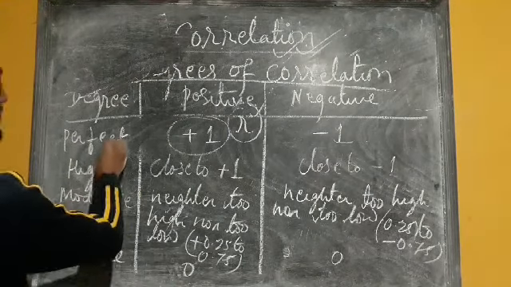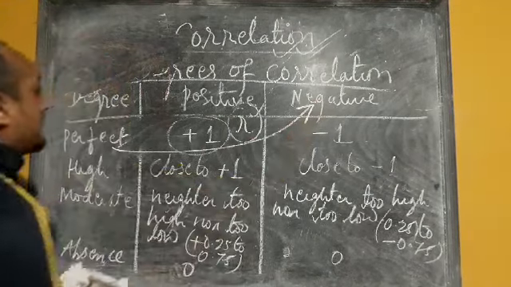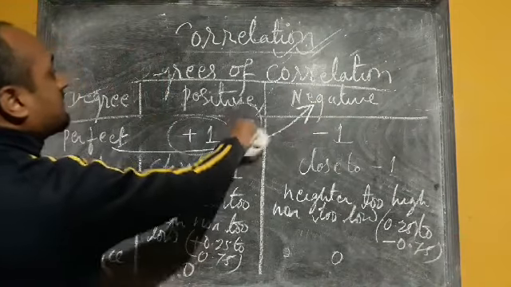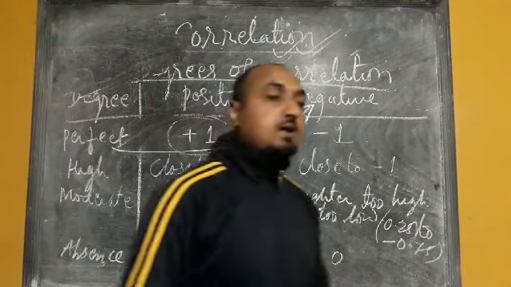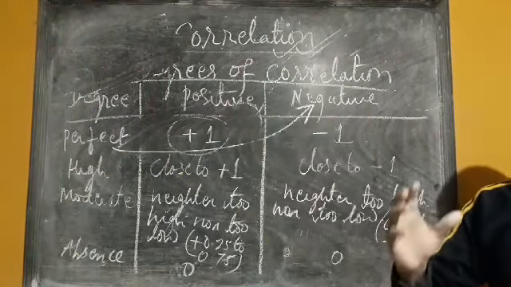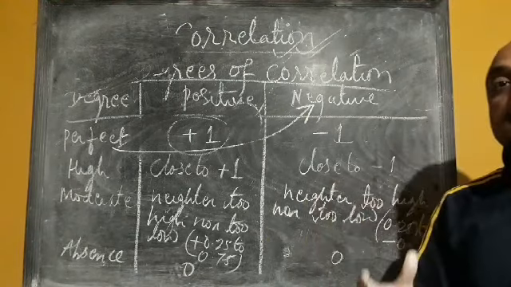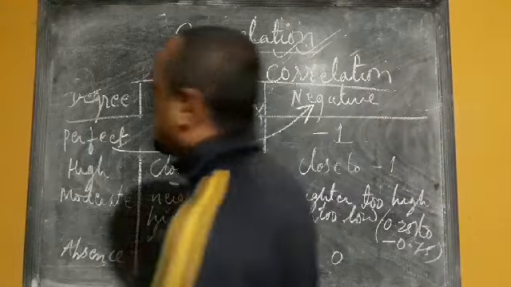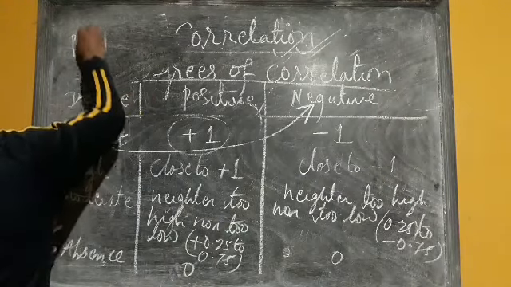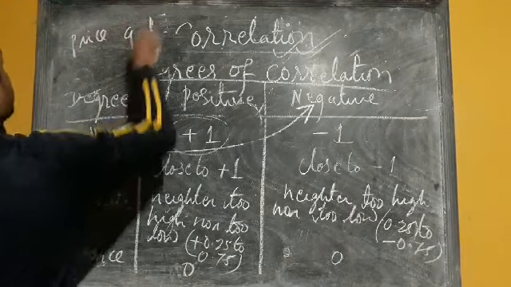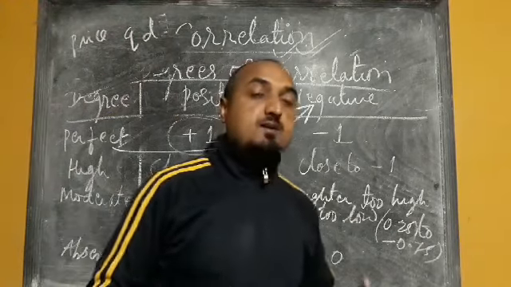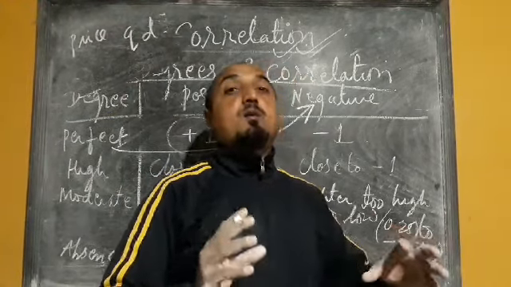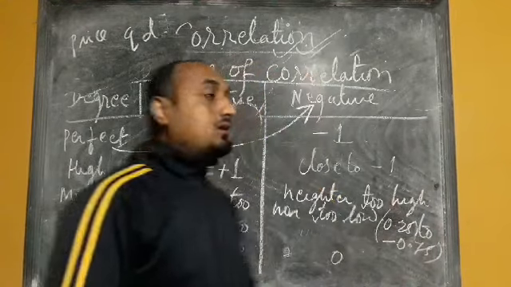Now we'll move to perfect negative correlation. Okay, perfect negative correlation. So what is that perfect negative correlation? So first we have to know the relation between these two variables which have negative relationship. So when we are discussing about price and quantity demand, we can see that price and quantity demand are negatively related. Okay, negatively related.